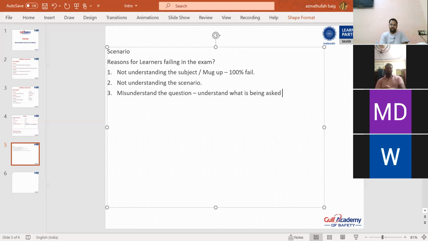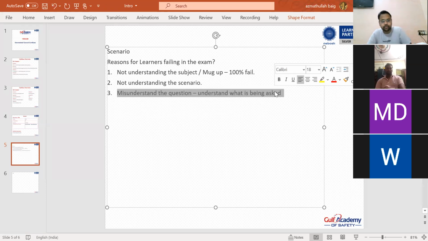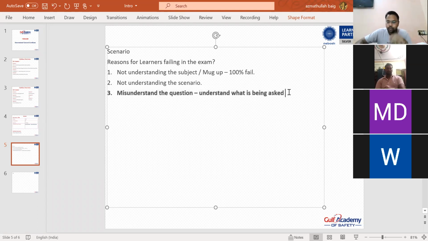So the most important thing is, first of all, understand what is being asked. What is being asked? So that is very, very important. This is the main reason why most of the students fail. Almost everything is main, but this is one of the main reasons why most of the students fail. Misunderstanding the question.